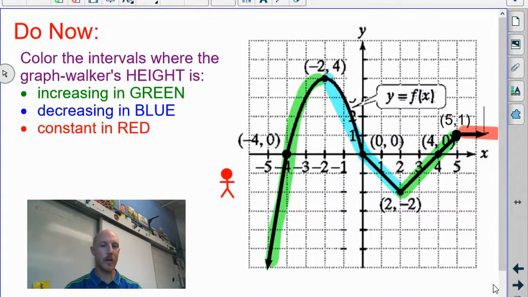All right, so I've already got these colored in here. The graph walker is going to be going up in this green section. It can't go backwards. There's no possible way that this could be decreasing because the graph walker can't go that direction. So the blue part, decreasing. It doesn't make any difference that the shape changes partway through. It's just irrelevant. It's still decreasing. Another increasing section here in green, and then constant, meaning that the height does not change over there in red.